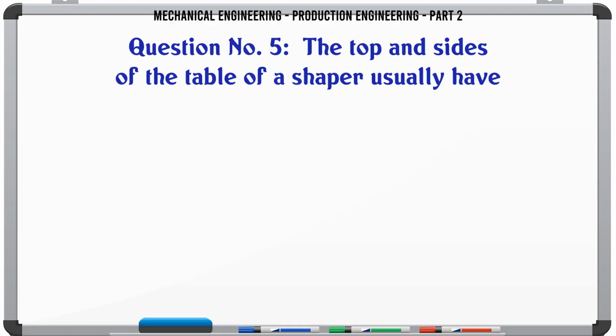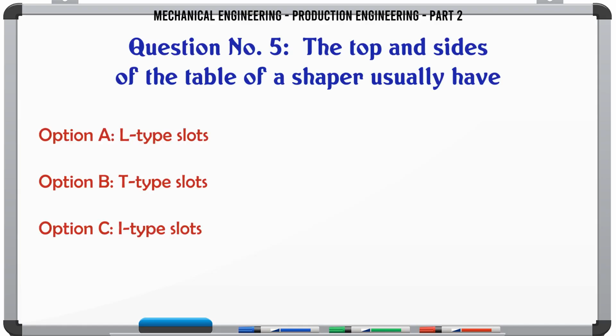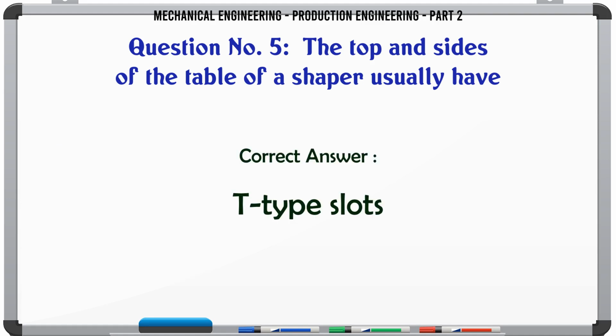The top and sides of the table of a shaper usually have A. L-type slots. B. T-type slots. C. I-type slots. D. Any one of these. The correct answer is T-type slots.